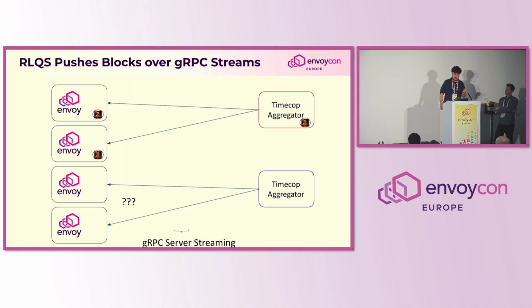But the astute amongst you may have noticed a problem. If rate limiting decisions are being made locally per aggregator, how do we let all of our Envoys know which buckets to block? Each Envoy is not connected to every aggregator via a gRPC stream.